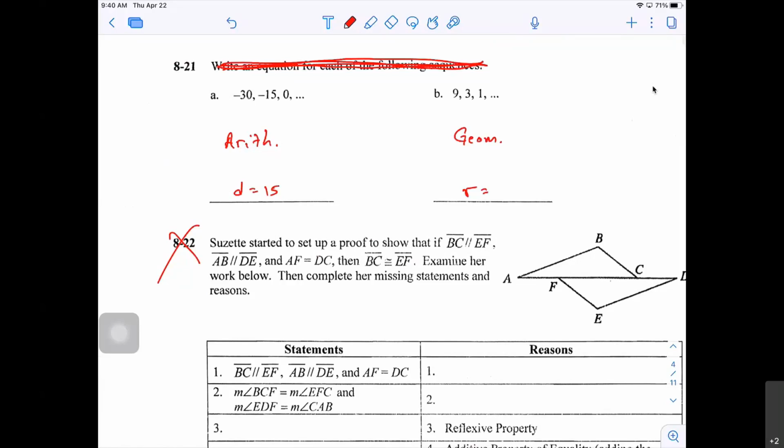So like dividing by 2 is the same thing as multiplying by a half. Dividing by 3 is the same thing as multiplying by a third. Dividing by 4, multiplying by a fourth, so on and so forth. So your common ratio on that one is 1/3. That's all I want you to do for those.